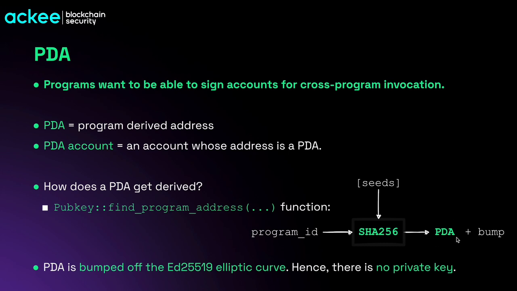Now, when we have our PDA, we're also adding a bump, or Solana is adding a bump. Why are we adding a bump? The PDA needs to be off the elliptic curve because we need to be sure that our PDA has no private key. So essentially, for the whole PDA generation, we're just using the program ID and different seeds, we have a PDA, and then we're adding a bump to be sure that we have no private key for our generated address.